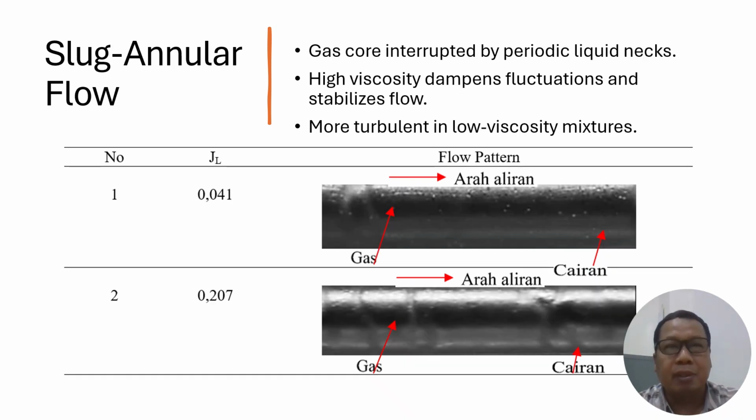Ladies and gentlemen, in slug annular flow, a continuous gas core is interrupted by periodic liquid bridges. This flow became more stable in the 2:3 mixture due to viscous damping. In contrast, the 7:3 mixture displayed more turbulent behavior.